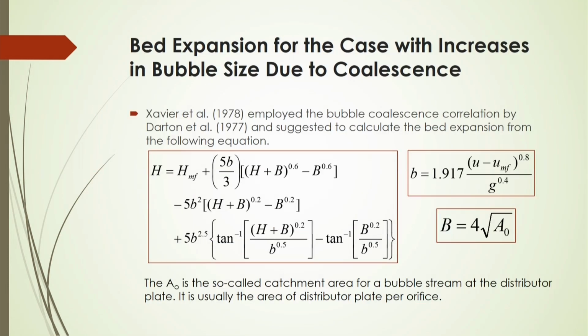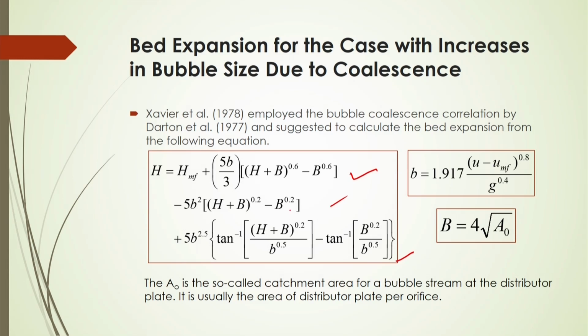And then bed expansion for the case with increases in bubble size due to the coalescence. If there is a coalescence of the bubbles inside the bed, then bed expansion of course will be changing. In that case, Javier et al. 1978 employed the bubble coalescence correlation by Darton et al. 1977 and suggested to calculate the bed expansion from the following equation here. So, from this equation you will be able to calculate what should be the height of the bed if there is any coalescence of the bubbles and formation of bigger bubbles due to this bubble coalescence.